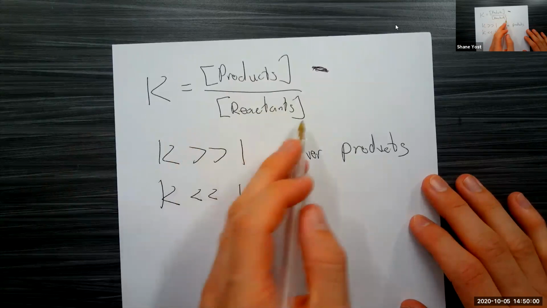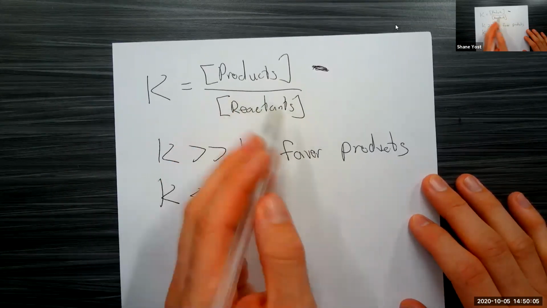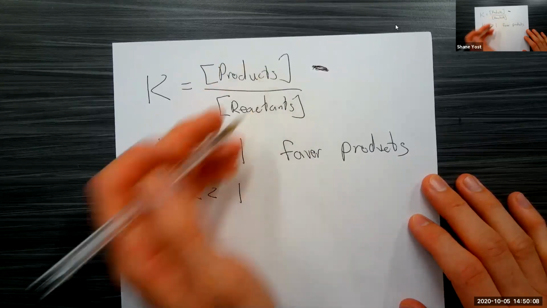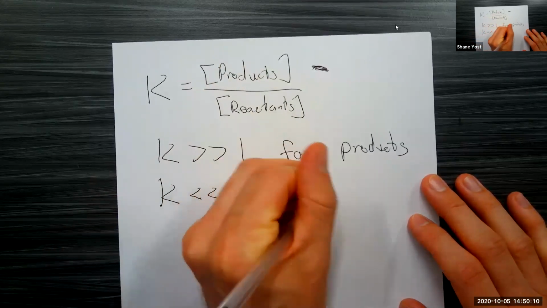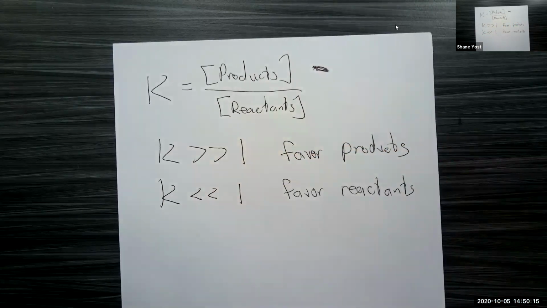Similarly, if K is much, much smaller than 1, then I have a lot more stuff in the denominator. The reactants are in much, much greater quantities than the products, and so I'm favoring reactants. The size of the equilibrium constant can tell you what to expect more of at equilibrium. If K is much greater than 1, at equilibrium I should expect a lot of products and very little reactants. If K is much, much less than 1, I should expect a lot of reactants and very little products.